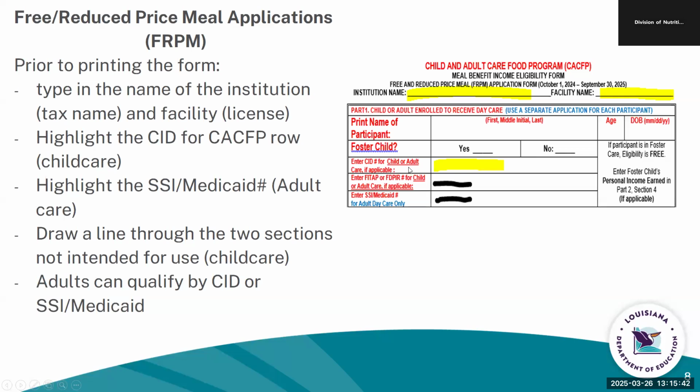CID stands for case ID number. This is where their food stamp number goes, their 9-digit case ID number. More than likely, it's going to start with 2 zeros, but there are some newer ones that will start with a 1, or they'll start with some other numbers, but it's always 9 digits. Okay. And it goes in that area right there that's highlighted yellow.